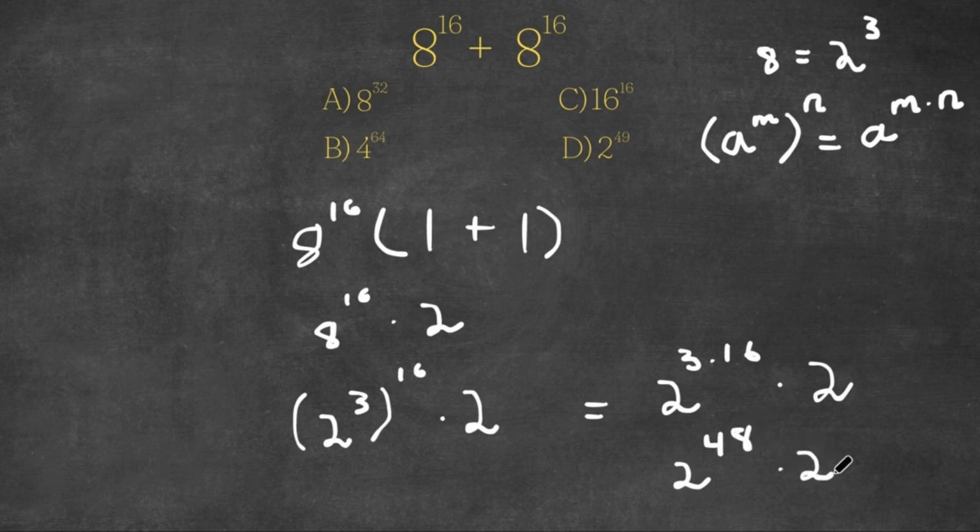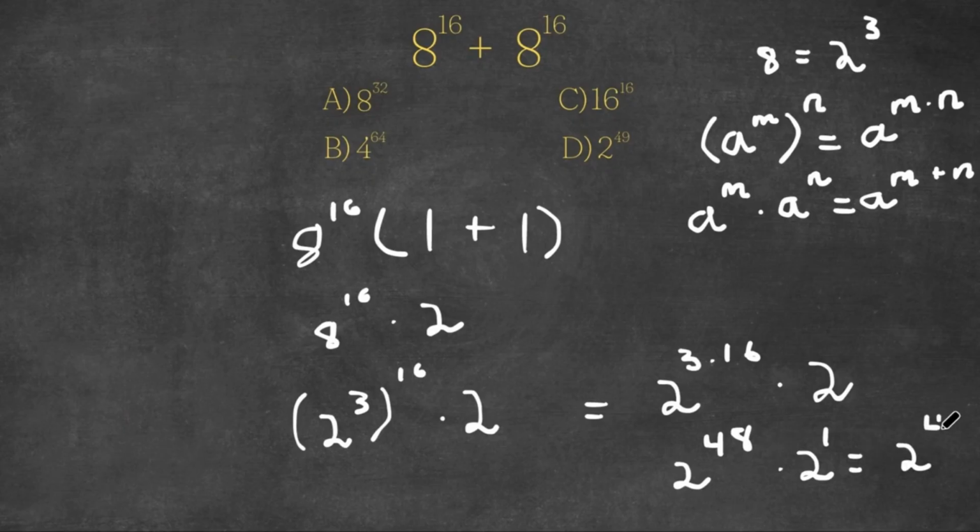And now 2, well, this is the same thing as 2 to the power of 1, right? And when we're multiplying exponents, and we have something in the form a to the power of m times a to the power of n, this is actually equal to a to the power of m plus n. So 2 to the power 48 times 2 to the power 1, this is going to equal 2 to the power 48 plus 1, which is 2 to the power of 49. And as you can see, D would be our answer.